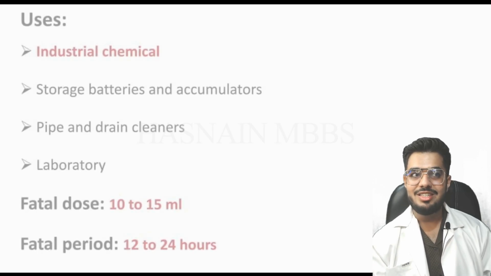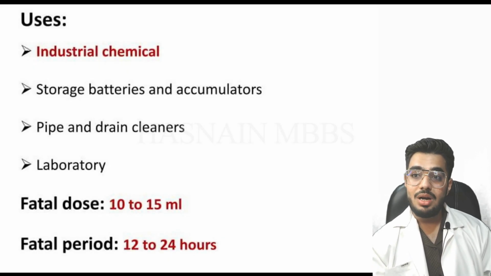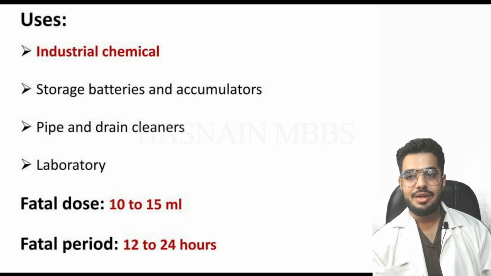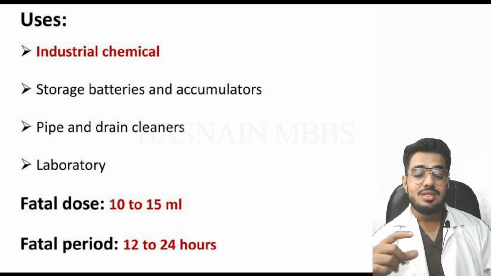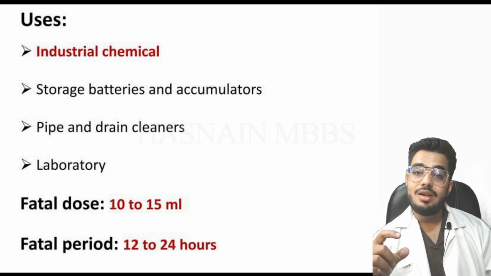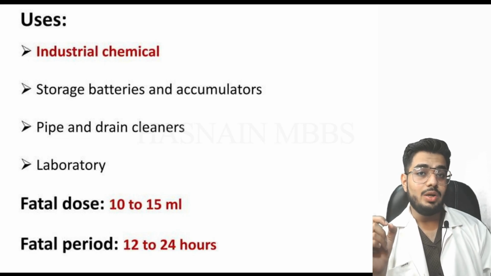Where is sulfuric acid used? As we have said, it is also known as battery acid. It is used in industrial chemicals, storage batteries, accumulators, pipe and drain cleaners, and laboratories. The fatal dose is around 10 to 15 ml. Just 10 to 15 ml of sulfuric acid can cause death, and the fatal period is 12 to 24 hours.